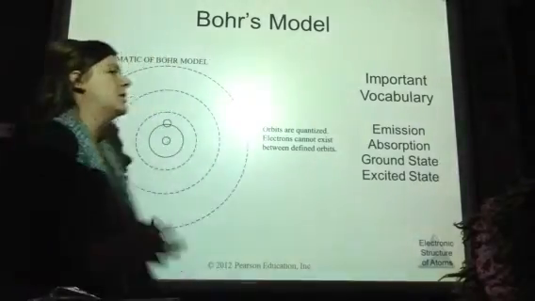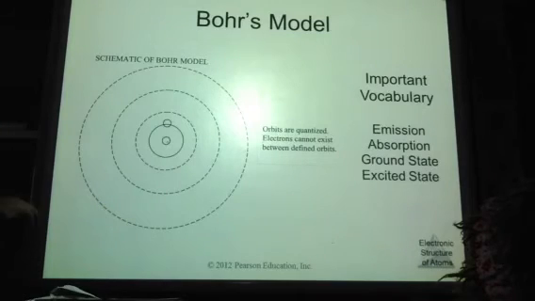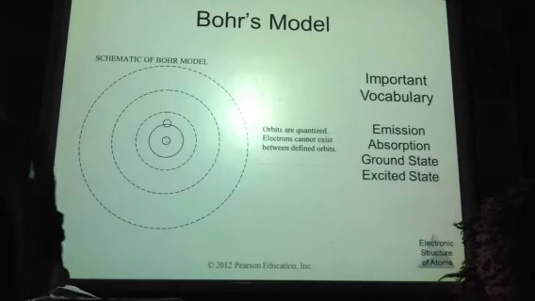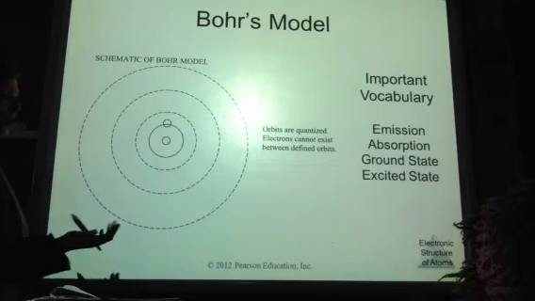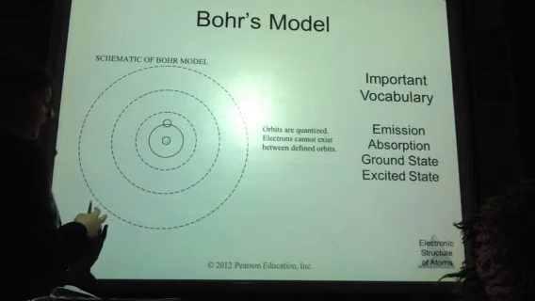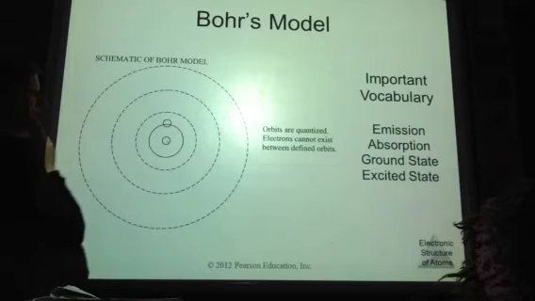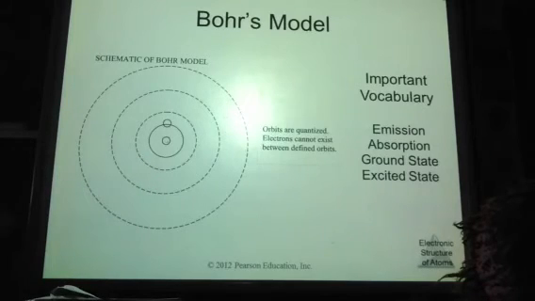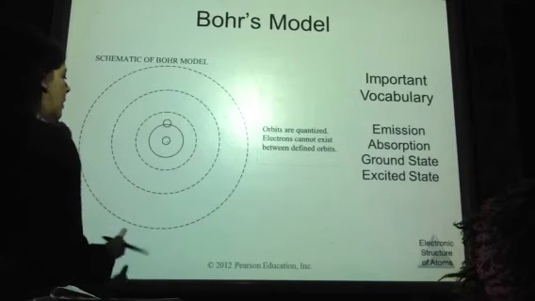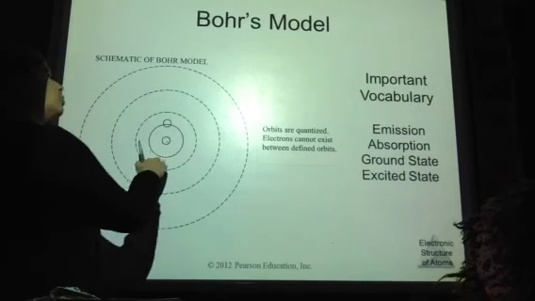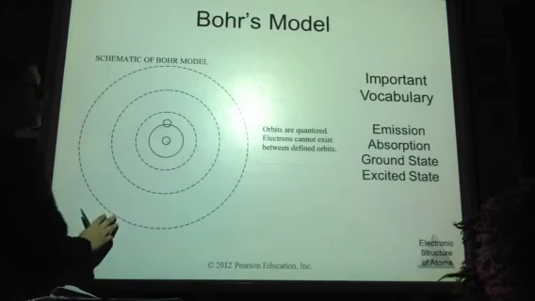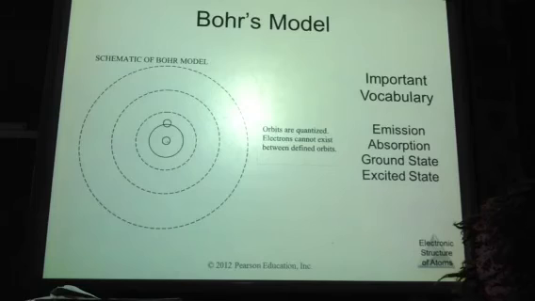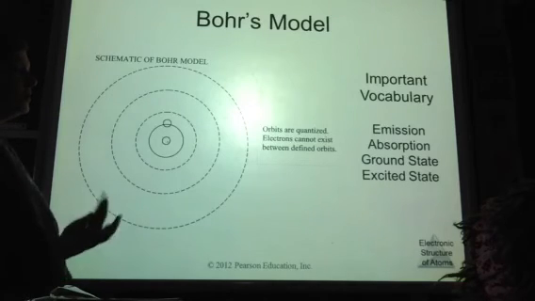Important vocab here: emission, absorption, ground state, excited state. Emission means the energy of an atom is decreasing, so we're releasing energy. In emission, an electron moves from a higher energy level to a lower energy level. For absorption, the energy of the atom will increase, so the electron moves from somewhere close to the nucleus to somewhere farther away from the nucleus. In emission, we're releasing energy. In absorption, we're absorbing or gaining energy.